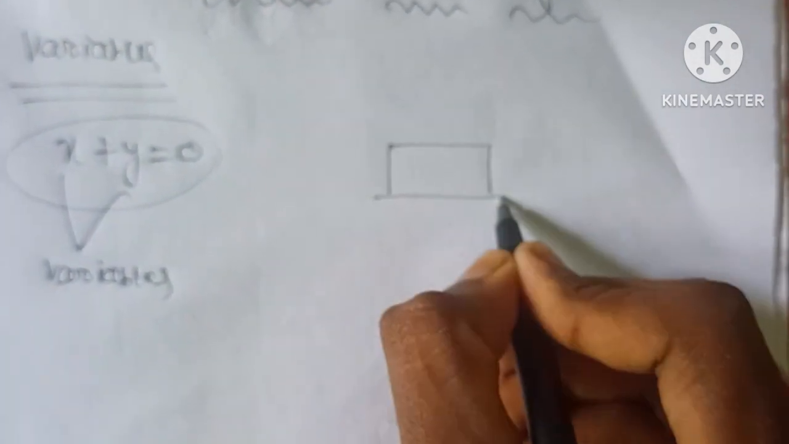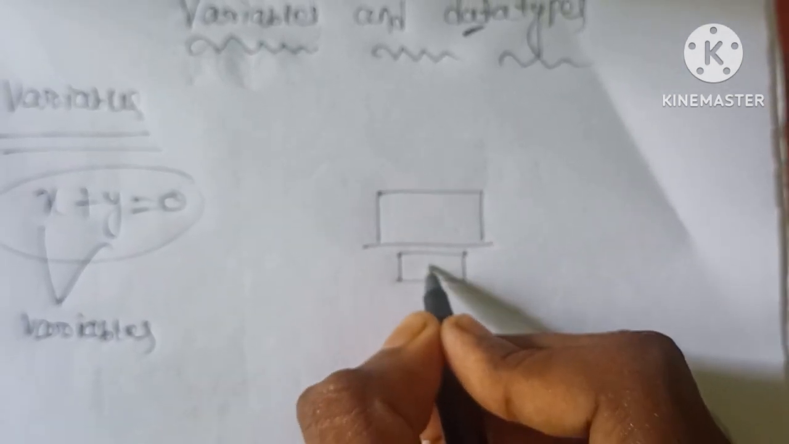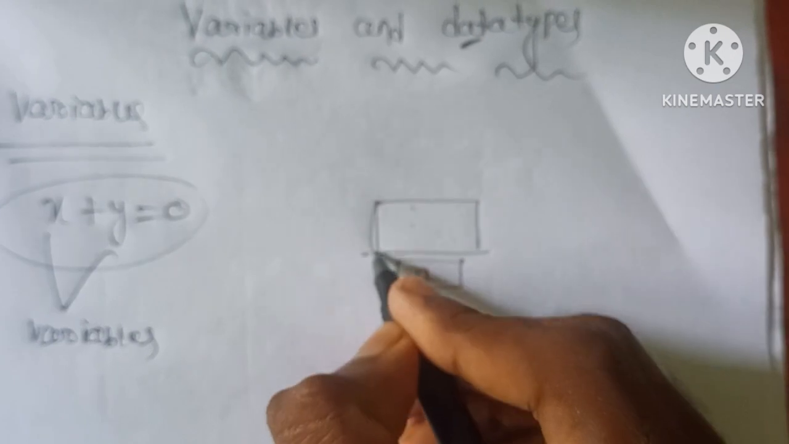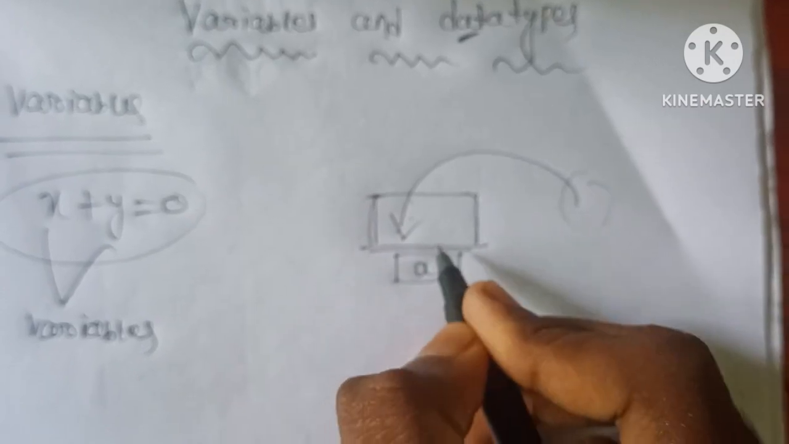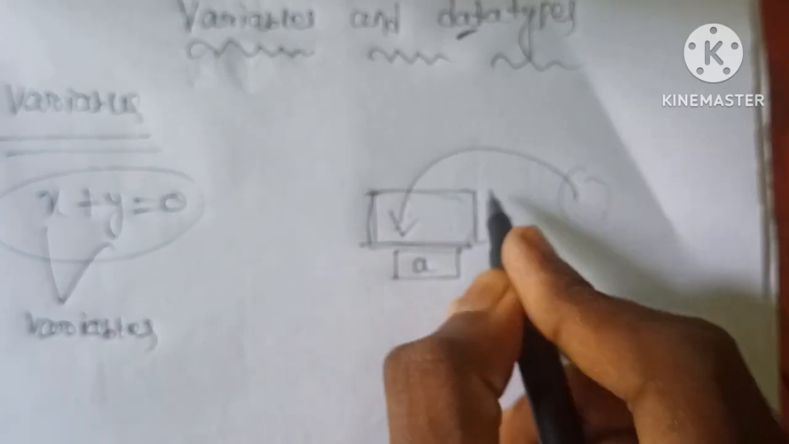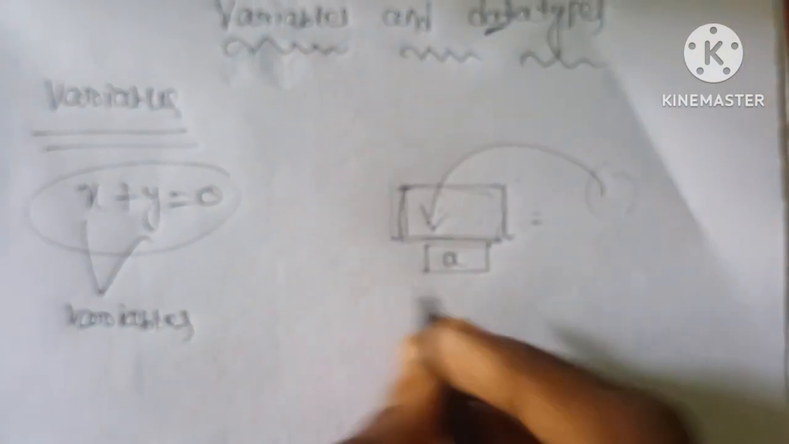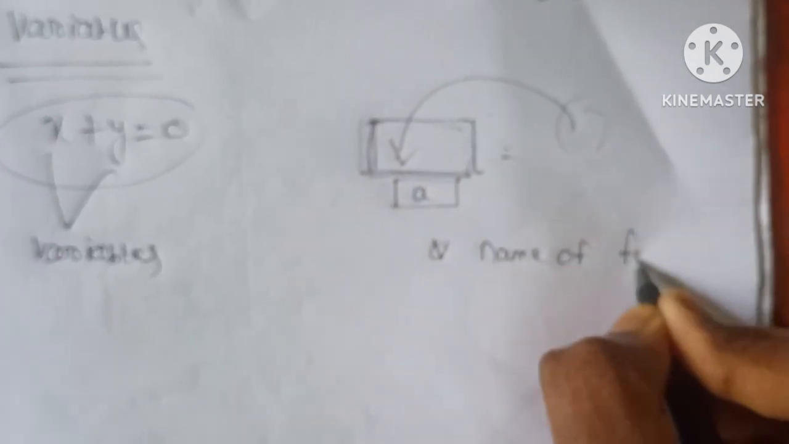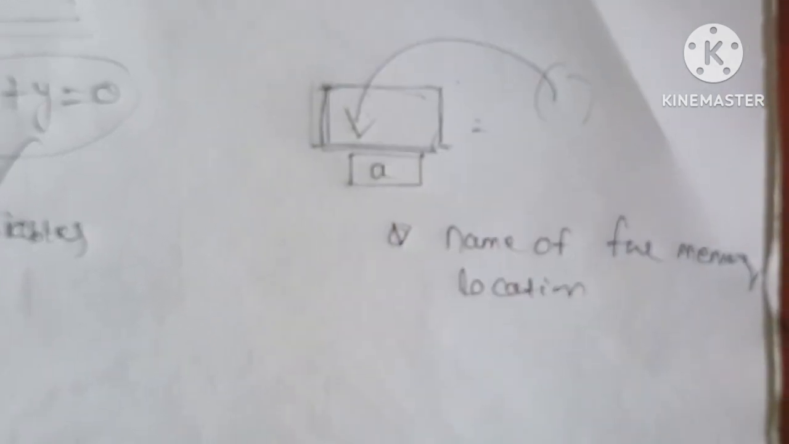Means if this is a memory, and let us assume A is the name of the memory location. And in this memory, the value which is stored, this is the value, and the memory where we store it, this is nothing but the variable. So the name of the memory location is nothing but the variable.